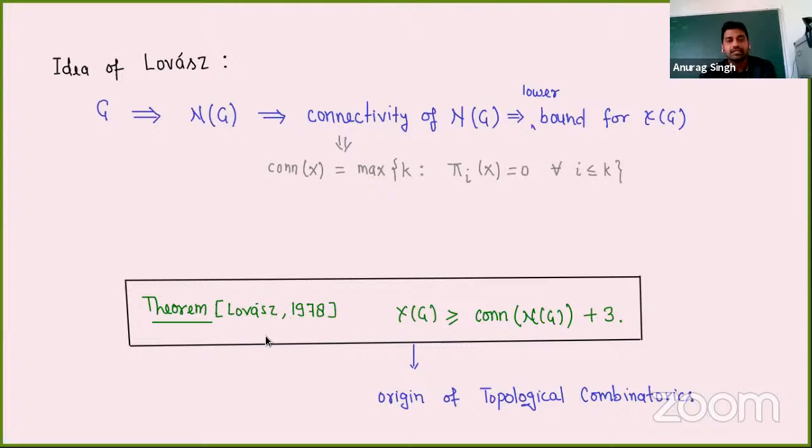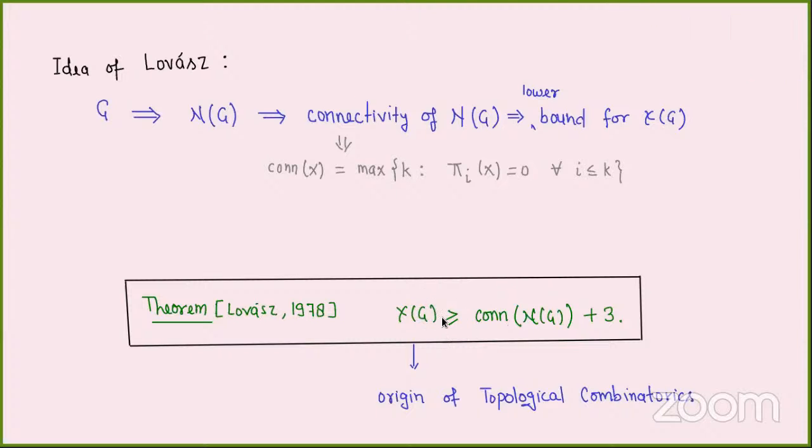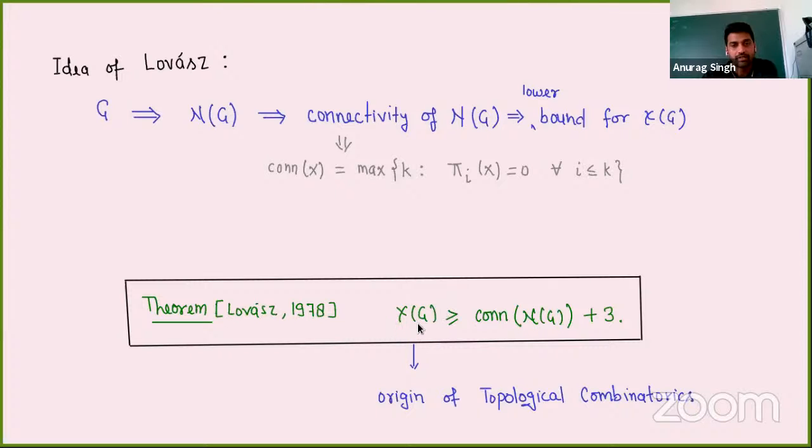So what Lovász did is he found a lower bound for the chromatic number of graphs in terms of the connectivity of the neighborhood complex. And it turned out that this bound, in the case when you restrict your graph to be a Kneser graph, is tight. He showed that the chromatic number of KG(n,k) is bounded below by k plus 2.